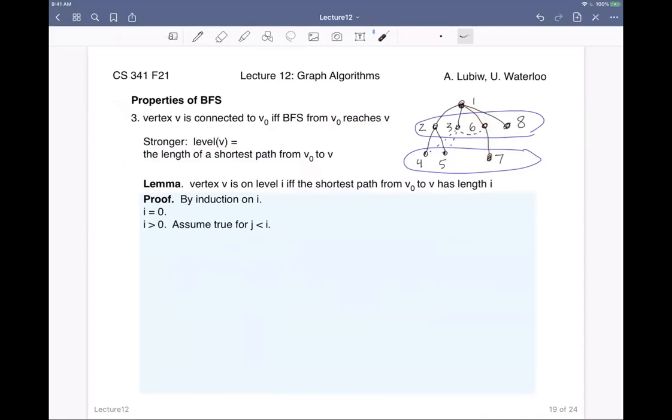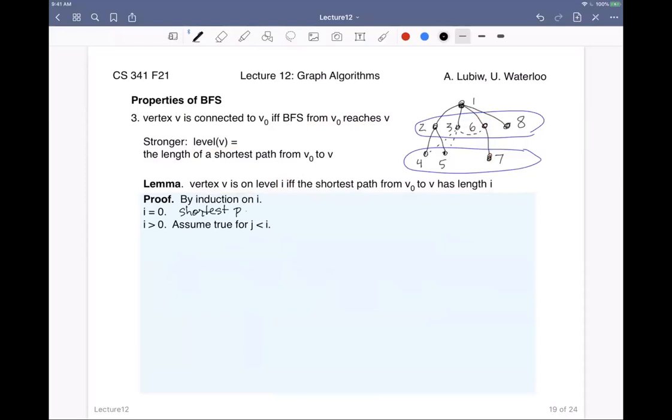Okay, so let's look at this lemma. It says that a vertex is on level I if and only if the shortest path from our start vertex to V has length I. This is another way of saying this, right? We're going to prove this by induction on I, and first case being the base case, being when I is equal to 0. So vertex V is on level 0. Well, that means it has to be this one, right? Our start vertex. If and only if the shortest path from V0 to V0 has length 0. That's certainly true, okay? So that's an easy case.